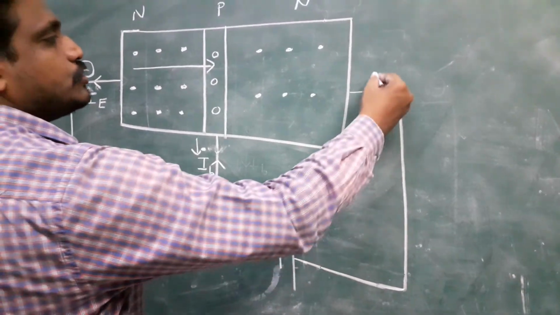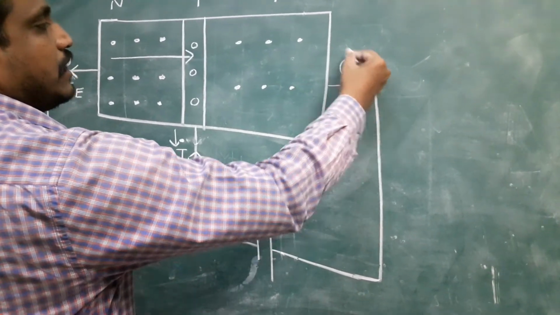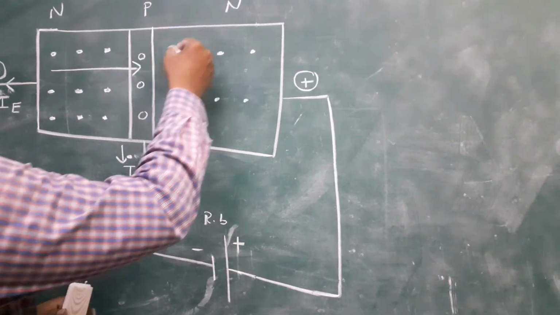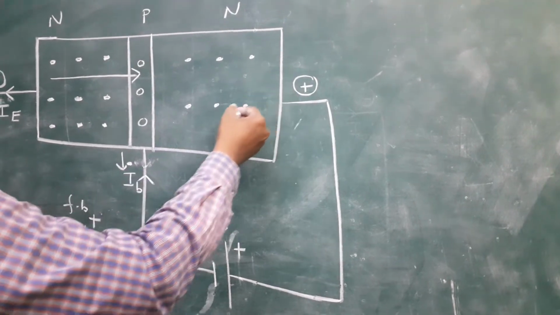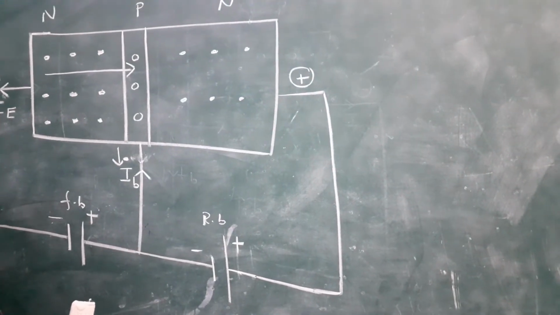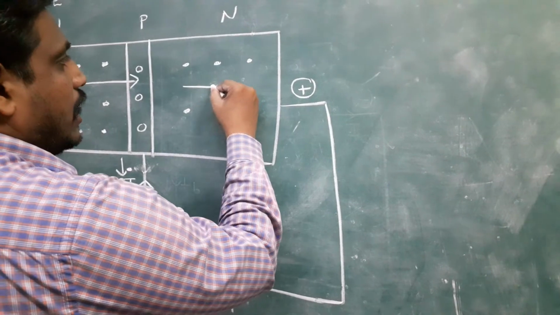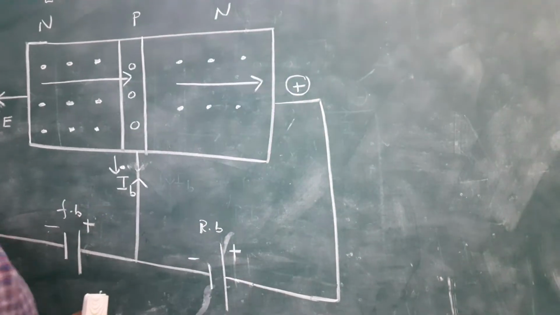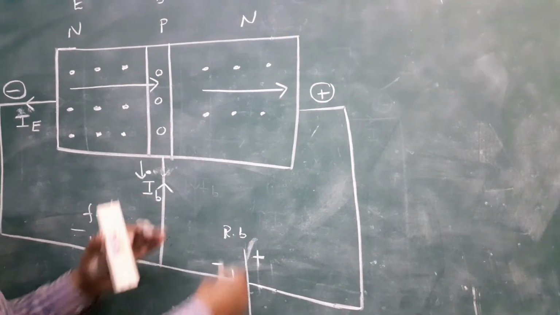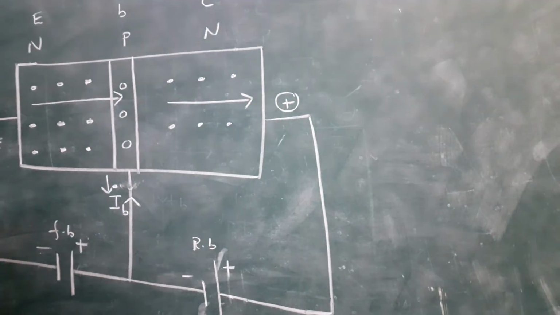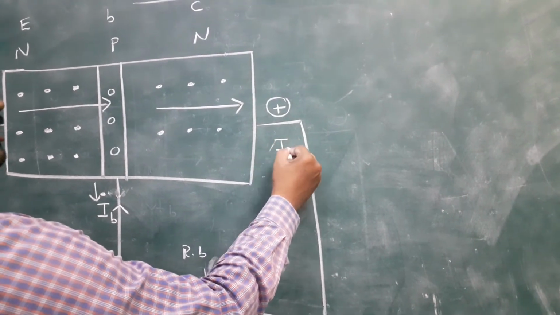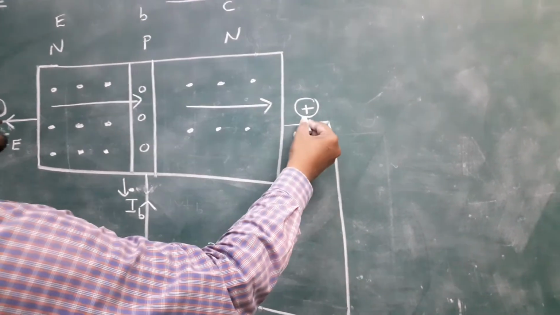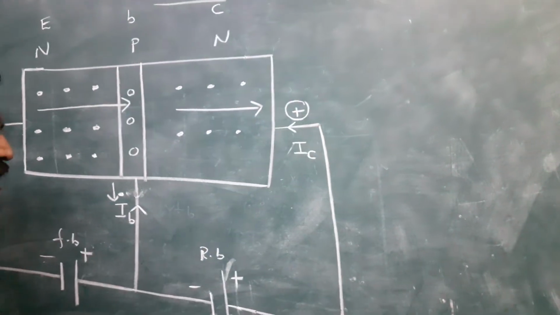The positive terminal of the battery attracts the electrons in the base region, and they enter the collector region, which constitutes the collector current. That means all electrons in the collector region are attracted by the positive terminal of the battery. So it constitutes a current, that current is collector current. Current direction is always opposite to electron motion.